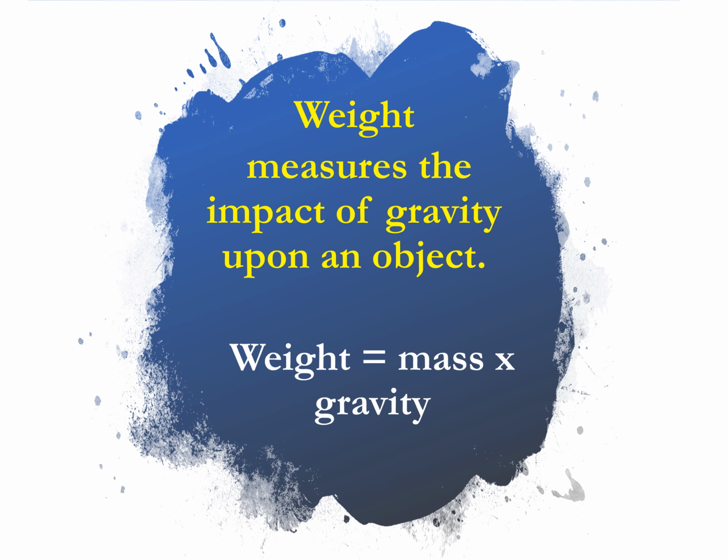So now we'll move on to weight. Weight measures the impact or the effect of gravity upon an object. So weight is a measure of the effect of gravity on an object. And the formula for calculating weight is mass multiplied by gravity.